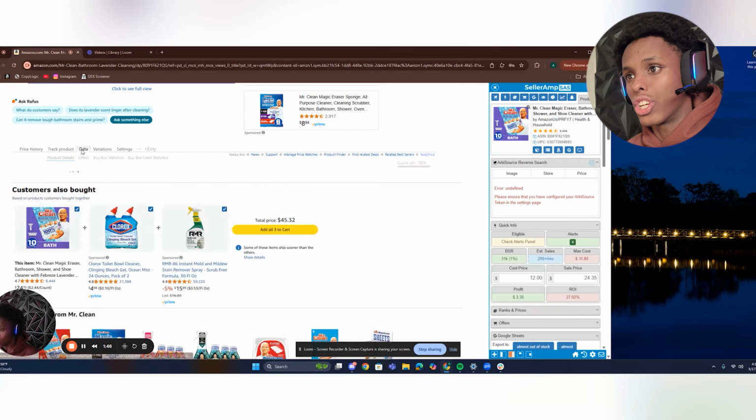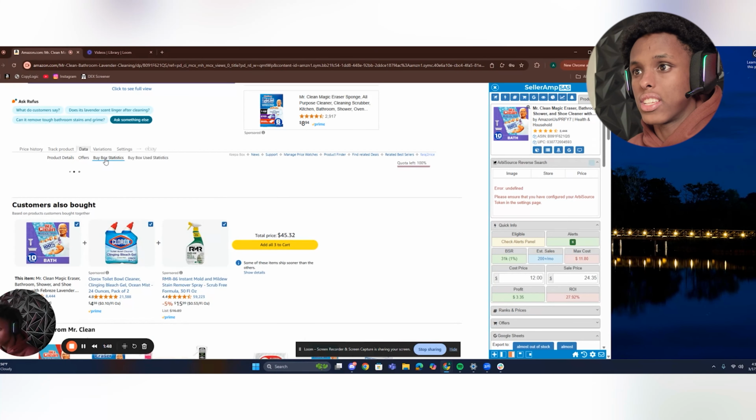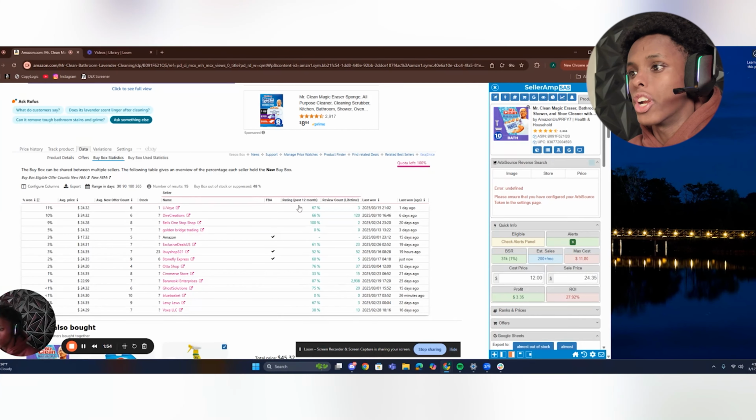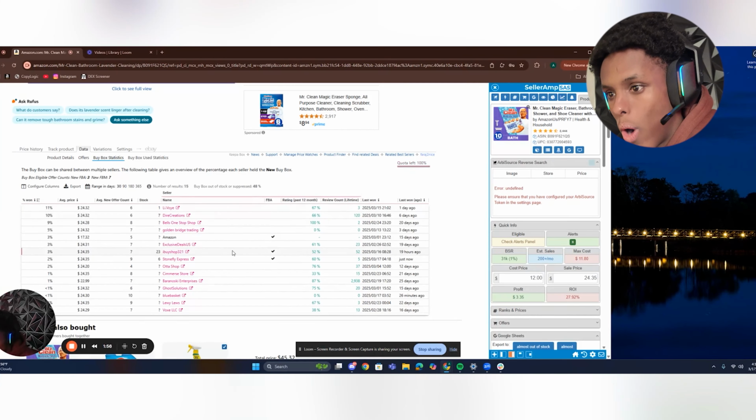Next thing we have to ask, let's look at the data over here. Let's look at the buy box statistics. How many people are winning the buy box, right? What's the percentage of people winning the buy box? Is it shared? Let's ask that question. So we're gonna go over here. This is beautiful. Oh, wow. This is genuinely beautiful, right?